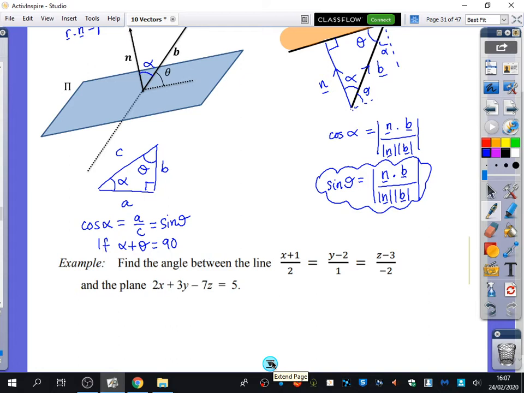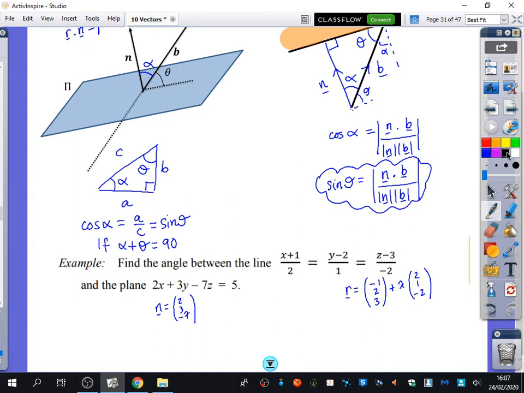Who thinks they can remember how we can translate this from Cartesian to parametric? So r equals minus 1, 2, 3. Okay, good. And what about this one? What's the value of n from this? 2, 3, minus 7. Okay, so now we've got those two things. The question is just super easy.